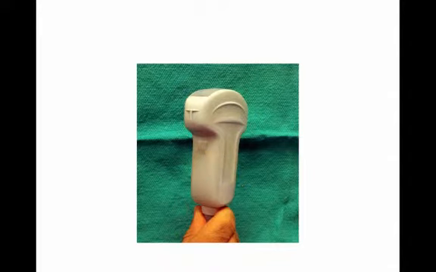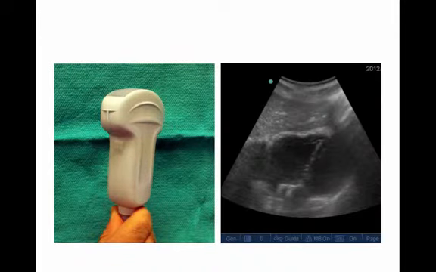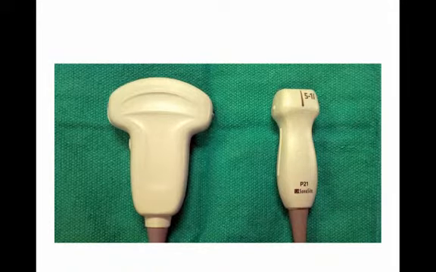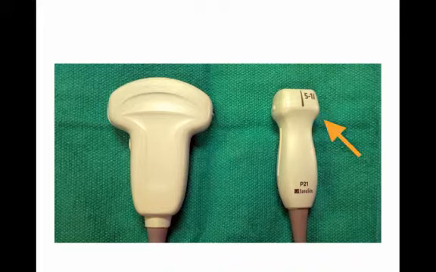The probe marker corresponds to the ultrasound screen marker, which is usually a green dot on the left of the screen. On the right is a picture of the cardiac probe. Notice its smaller footprint in relation to the curvilinear probe. For the present time, we suggest you start with the curvilinear probe as it may be easier for you to handle initially.